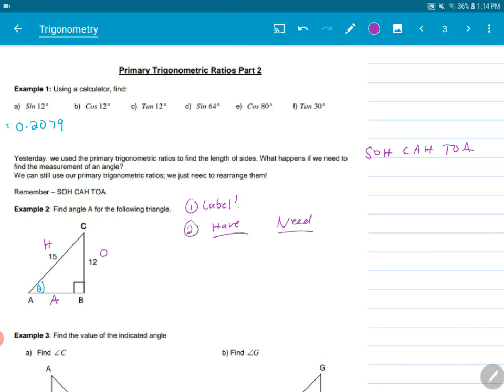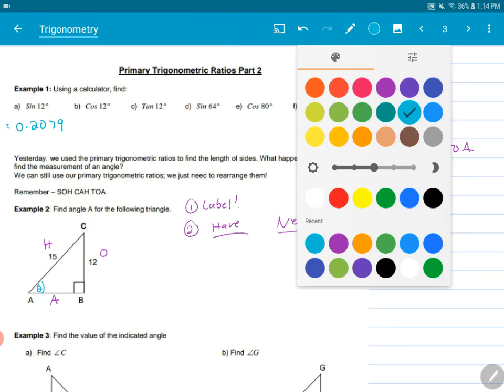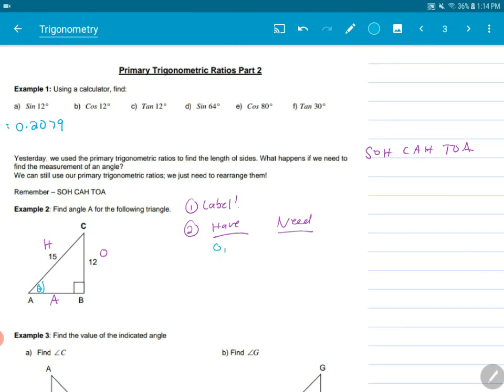So in this question here, we have O and H. We don't need any side length, but we do need the angle A. So the only 2 letters we have are O and H, so let's take a look here at our SO, which is O and H. Look right away there because we know that those 2 aren't going to work, which means that we're picking sine. So we do that have and need so that we can choose which ratio is best.